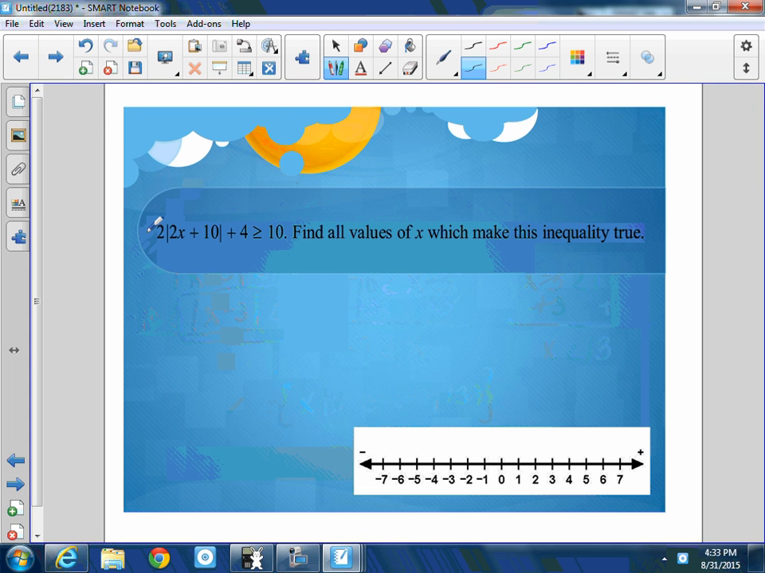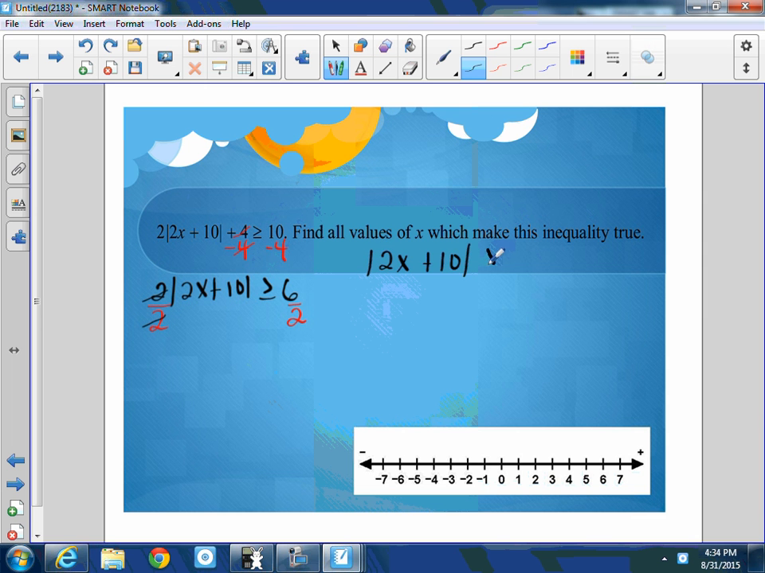All right, so we need to get rid of the 2, and we need to get rid of the 4. I'm going to go ahead and get rid of the 4 first. To get rid of that 4, we're going to say minus 4. That's 0. And I get 2 times the absolute value of 2x plus 10 is greater than or equal to 10, and negative 4 would be positive 6. Now I'm going to have to divide by 2 on both sides of the inequality. That would be 3. So now I get that the absolute value of 2x plus 10 is greater than or equal to 3.